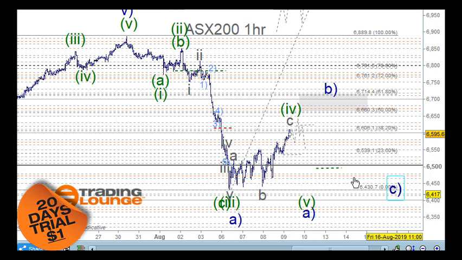This whole thing could turn into a triangle, with an A wave down here, a B wave here, a C wave here, a D wave here, and an E wave here. Because we're talking about those types of corrections, we could end up with a triangle pattern going sideways across here.